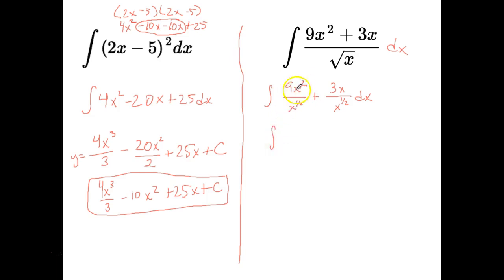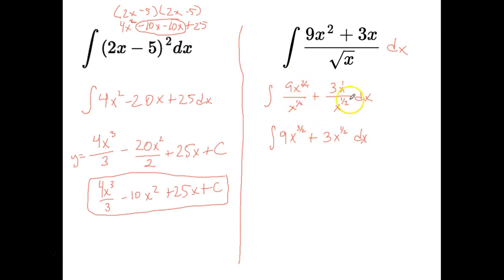So, remember, if there's division, you subtract the exponents. So it's going to be 9x to the, okay, this is like 2 over 1 minus 1 over 2, right? So 2 minus a half is going to be 3 over 2. Because it's like 4 over 2 minus 1 over 2, right? Plus, okay, this is the same as an exponent of 1, which is the same as 2 over 2 minus a half. So that's going to give me 3x to the positive half dx.